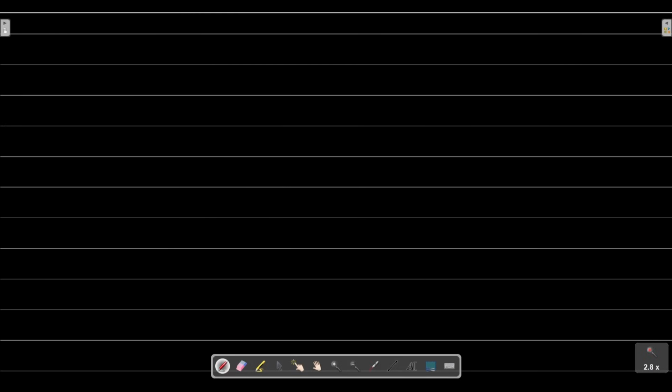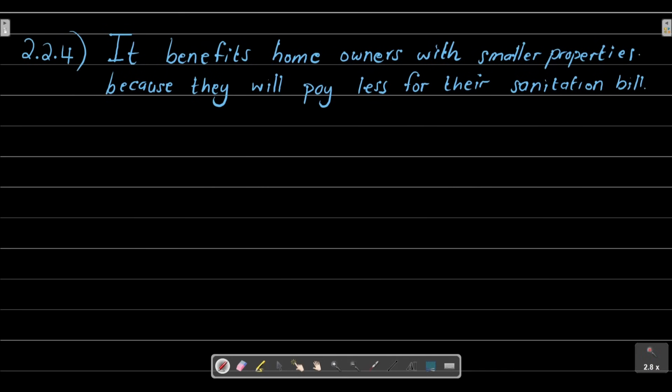Because the size of your property is not going to change. It stays the same. It's fixed, right? So in that case, you'll pay the same amount every month, irrespective of how much water you use or drain in your house. So you can write any of those reasons, but I'm going to write this one. It benefits homeowners with smaller properties because they will pay less for their sanitation bill.